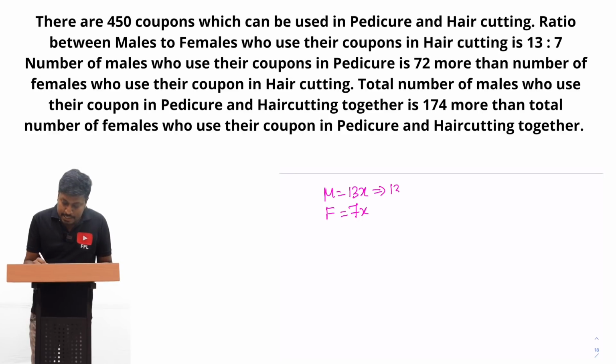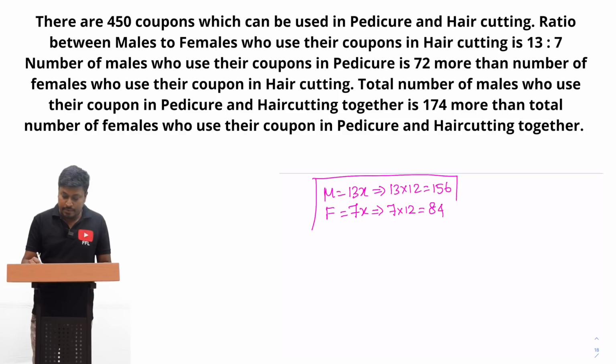So we can say that 13 into 12 will be 156. 156 will be the total number of males for hair cutting. Similarly for females, 7x, so 7 into 12 equals 84. So 84 is the female figure. This complete data is for what? Hair cutting.